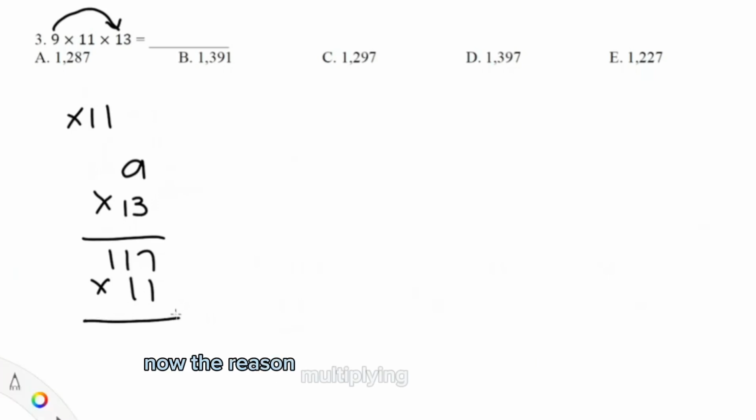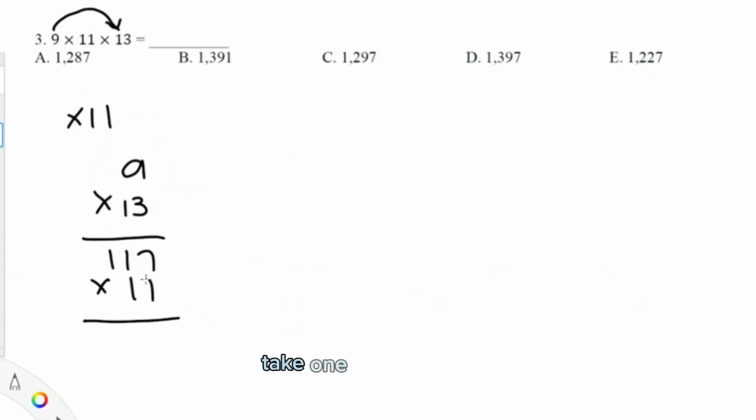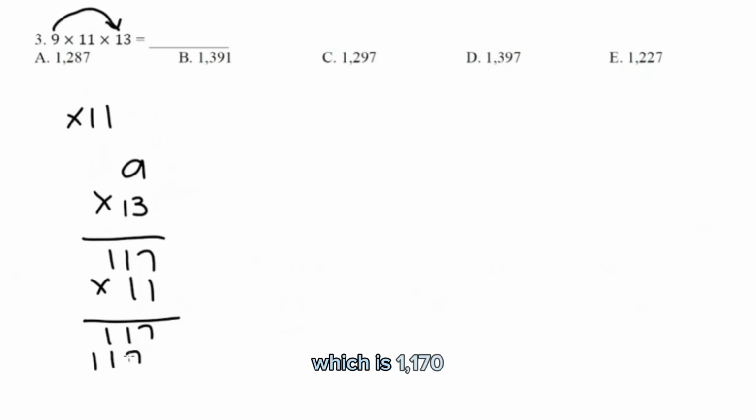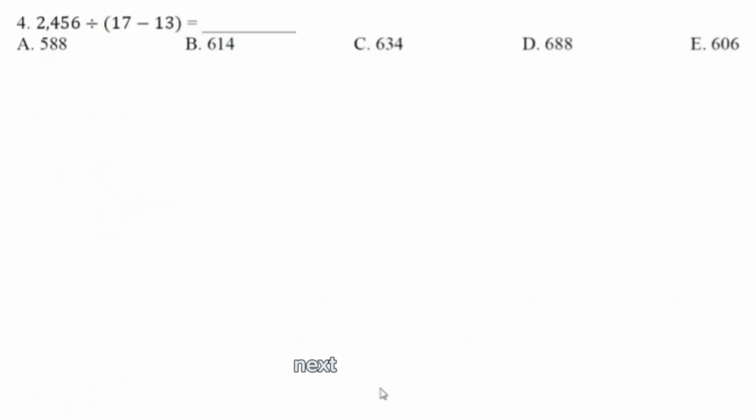The reason multiplying by 11 is really easy is, all you have to do is take 1 of this number, which is 117, and then take 10 of it, which is 1,170, and then add those together, which gives us 1,287, and that's your answer. Next, number 4.